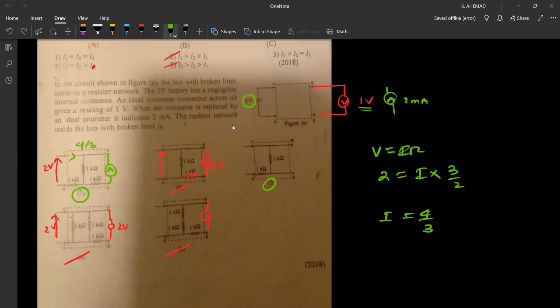Let's check this question. Here, if I connect an ammeter in this circuit, then this is a short circuit. So 2 is equal to IR. This is 1 kilo ohm. Then I is 2 milliampere. Therefore, the third one has to be the answer.